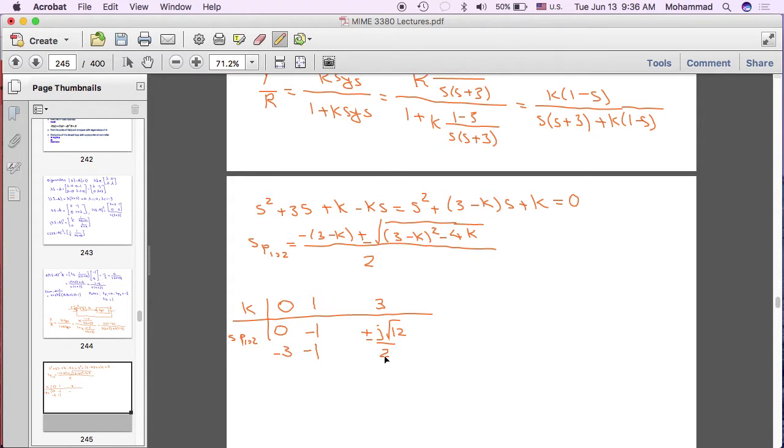So the two poles are purely imaginary, which means what? Which means damping ratio is exactly equal to? Damping ratio is what when you are on the imaginary axis?